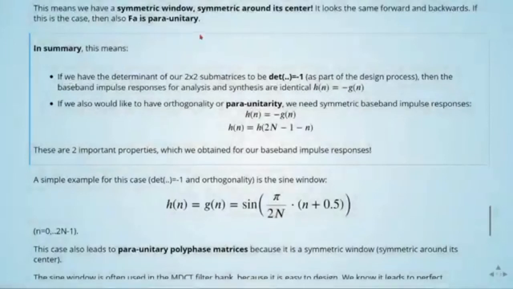To summarize, if we have the determinant of our 2x2 submatrices equal to minus 1 as part of the design process, then the baseband impulse responses for analysis and synthesis are identical up to this sign. So h of n is equal to minus g of n. If we also would like to have orthogonality or para-unitarity, we need a symmetric baseband impulse response, and we have h of n is equal to minus g of n, and h of n is equal to h of 2 times capital N minus 1 minus n. And these are two important properties which we obtain for our baseband impulse responses.